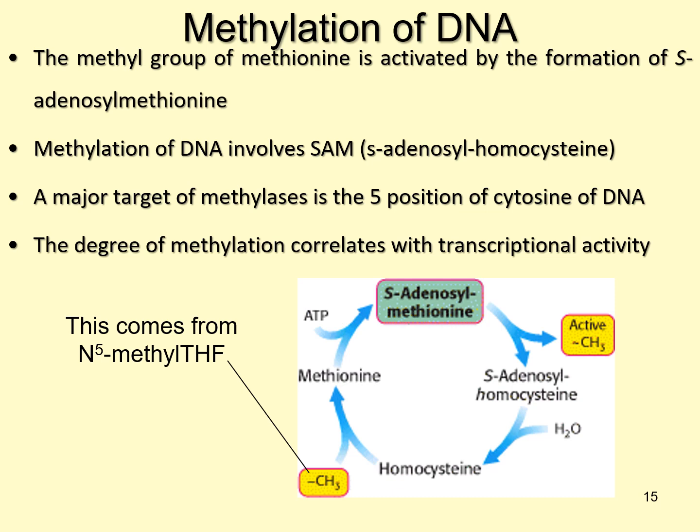So methylation of DNA involves SAM, S-adenosyl homocysteine. The major target of methylase is at the fifth position of cytosine of a DNA. The degree of methylation correlates with transcriptional activity. So this comes from N5-methyl tetrahydrofolate, which is a methyl group or CH3 group.